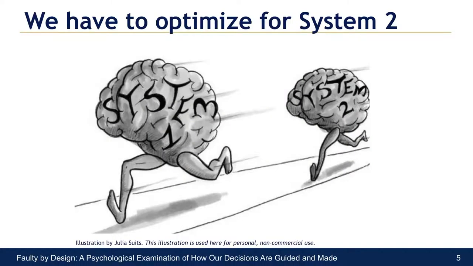So what does that mean? Well, as UX professionals, what we need to do is design for system two, to optimize for system two. And in this way, we have to design for the way real people think and real people behave.